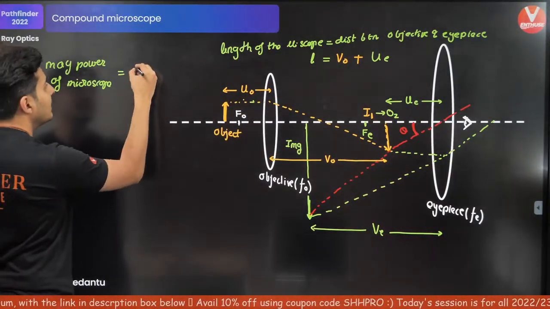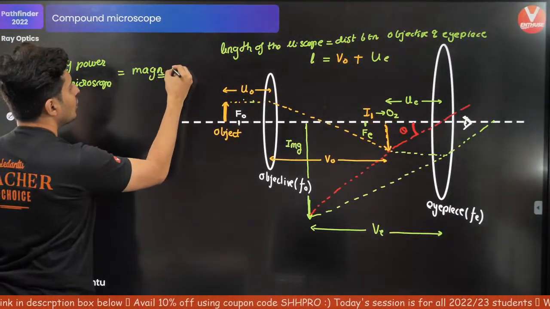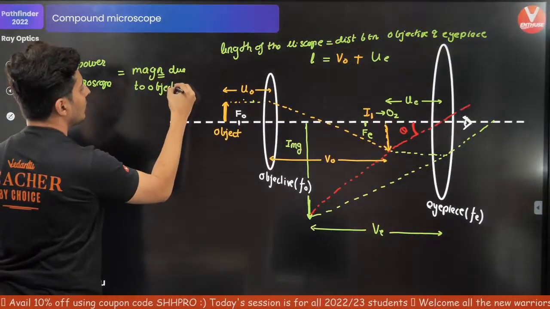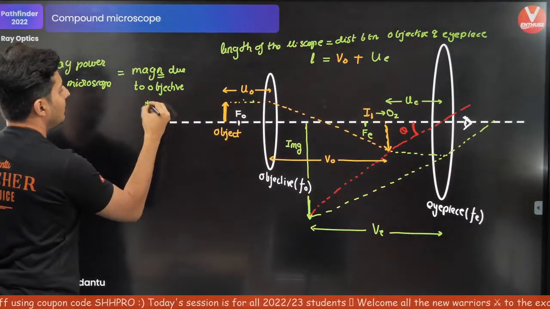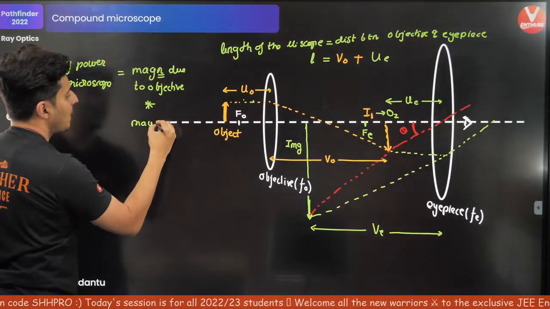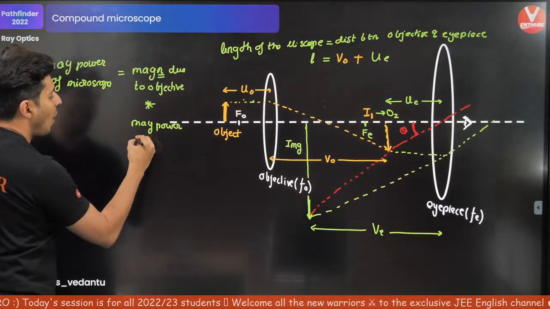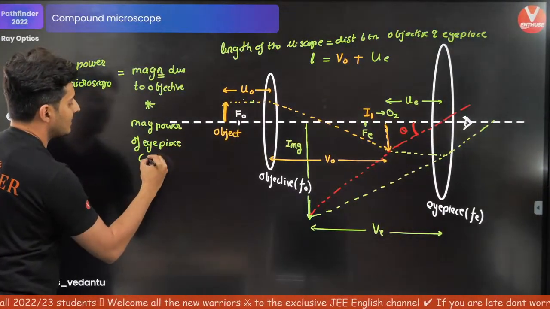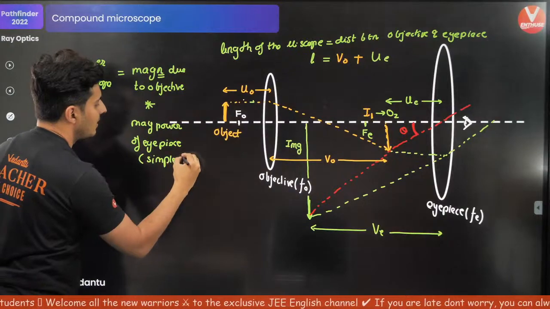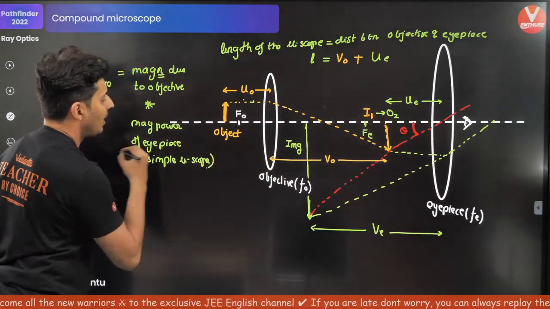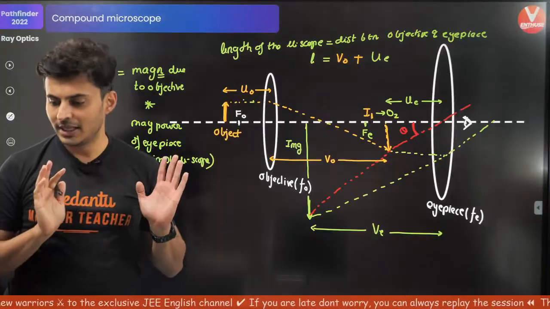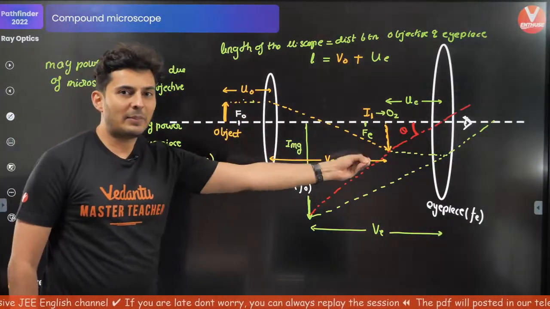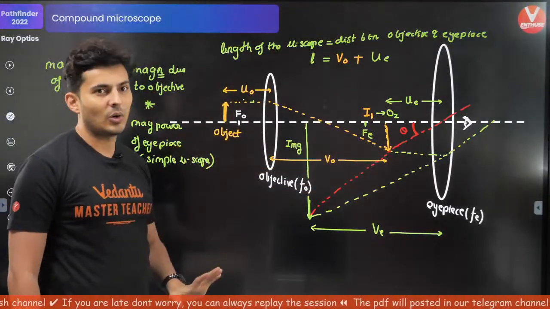So it is the magnifying power of the simple microscope into the magnification due to this lens. So it is basically the magnification due to the objective multiplied by the magnifying power of the eyepiece, which is nothing but a simple microscope. How many of you got this? Very good. Perfecto. So compound microscope is nothing but a simple microscope in addition to another convex lens.